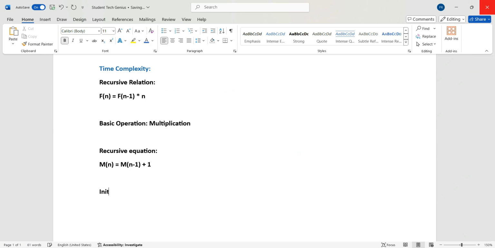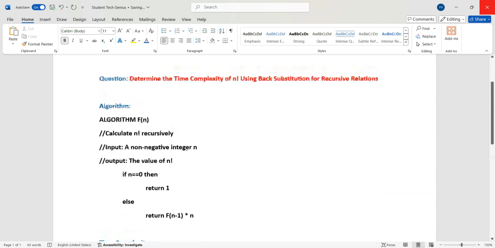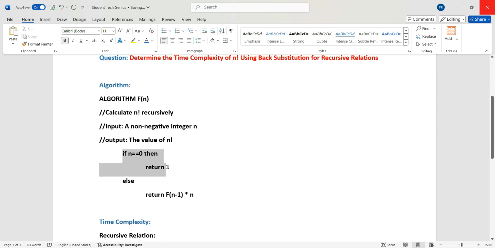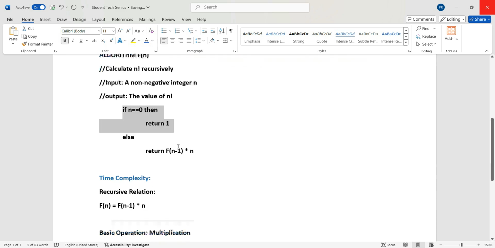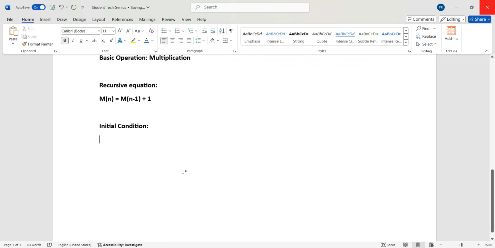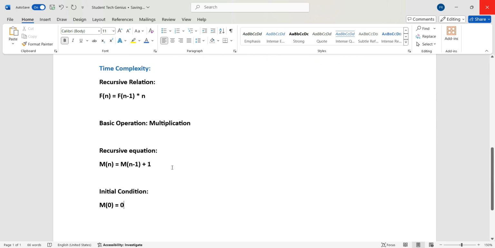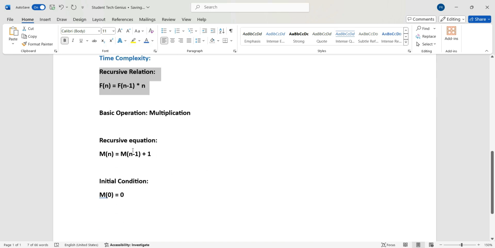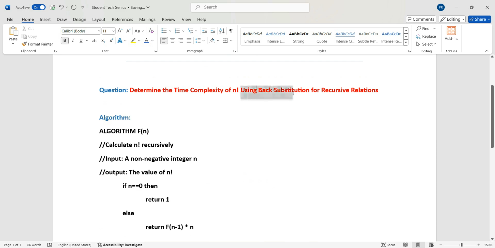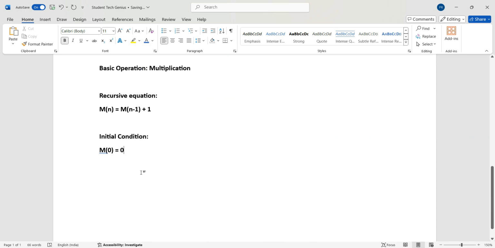After that, we need to write the initial condition. What is the initial condition? In the algorithm, we can see that if n is 0, then return 1. So if n is 0, we directly return 1. We don't need to do any multiplication. So what will be m of 0? m of 0 will be 0 because there is no multiplication happening. So this is the initial condition. Now using this recursive equation and initial condition, we need to apply the back substitution, and after that we need to calculate the time complexity.